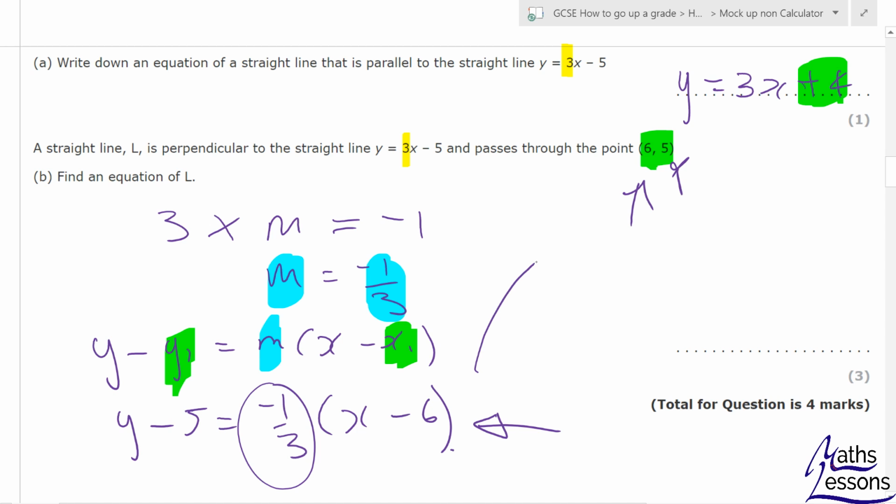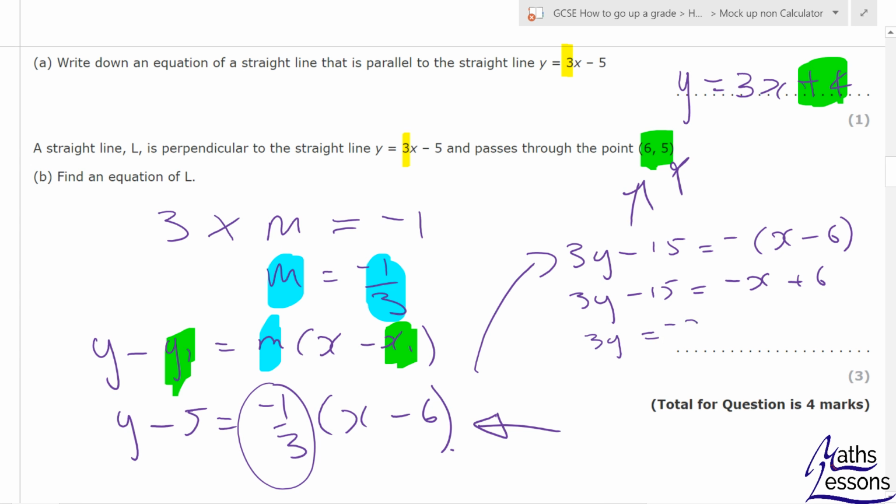So from there, I would get 3y minus 15 equals minus 1 times (x minus 6). Multiplying by 3, so 3y minus 15 equals minus (x minus 6). Add 15 to both sides. I get 3y plus x equals 21. And any variation on that, you could put 3y plus x equals 21, is probably the neatest version of the equation of a line.